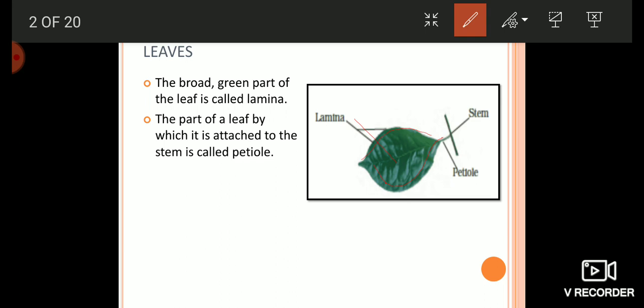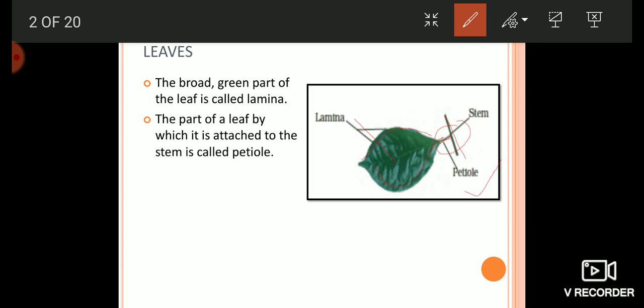Okay, and this lamina is attached to the stem with the help of a stalk called petiole. So this is the stem and this lamina is attached to the stem by the petiole. So the part of a leaf by which it is attached to the stem is called petiole.